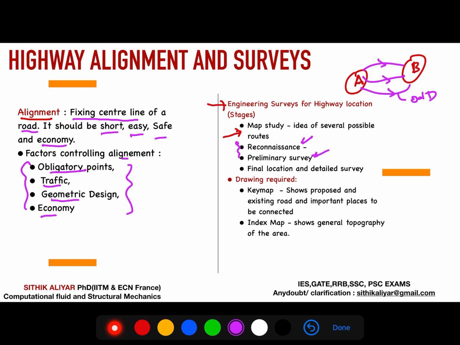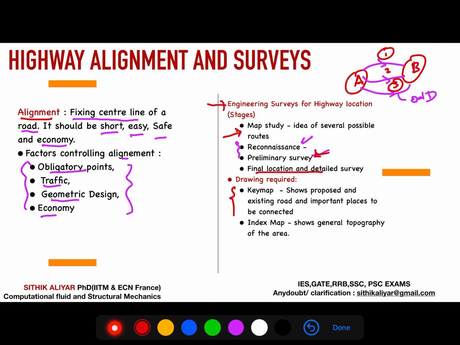Consider the roads between the towns are road 1, 2, 3. The second road will be used by 70% of people for both industry and agricultural goods transfer, and these many villages will be connected. If you choose road 1, these are the things that will happen. If you choose road 3, these things will happen. This will be our conclusion, and finally you will fix which is the perfect one, which is used by more people, like road 2 or road 3. We will use that final location and detail survey, and we will fix the final survey.